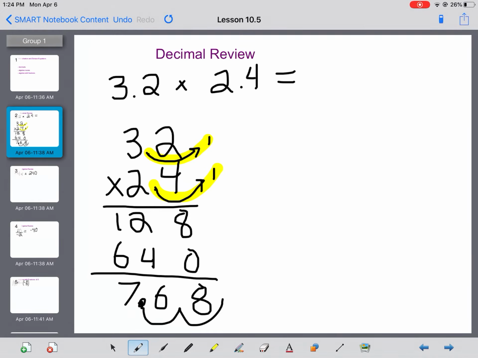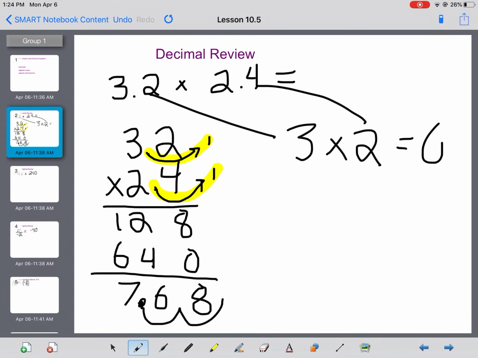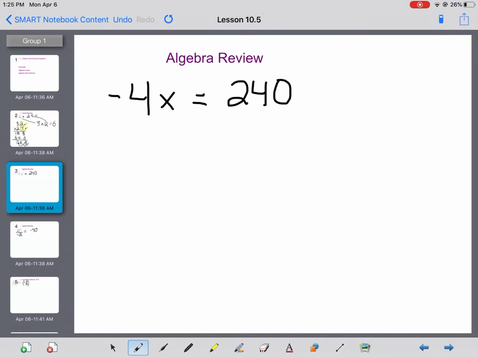If you're not sure if you've moved the decimal to the correct spot, what you can always do is estimate. So you can think over here, well, 3.2 is like 3, and 2.4 is like 2. 3 times 2 is 6. Now, of course, 6 is not quite the same as 7.68, but we know that it's close enough. If I ended up with the number 76.8, then I would know that I have done something wrong. So that's just a review of multiplying with decimals.